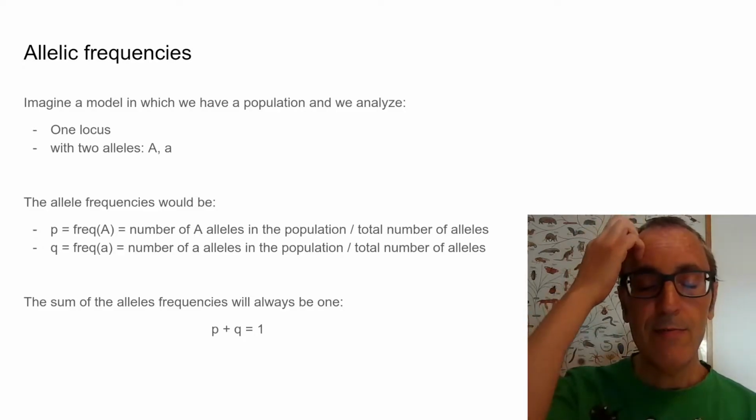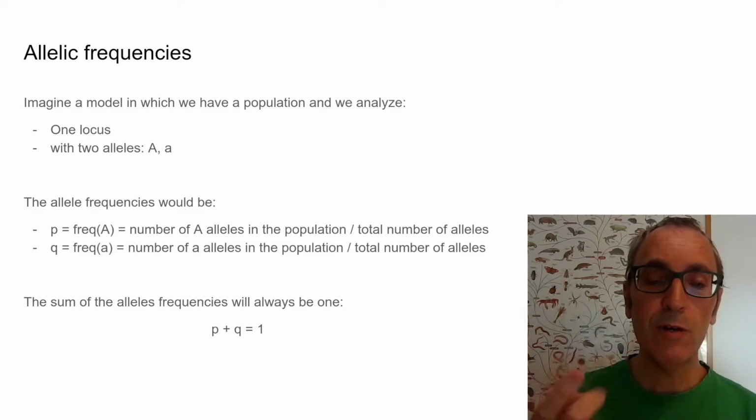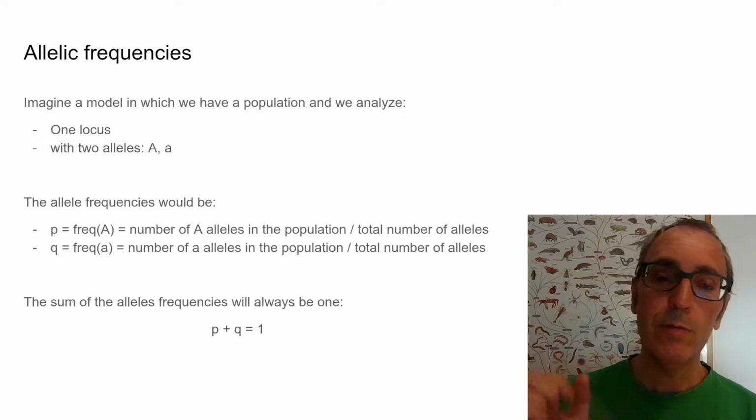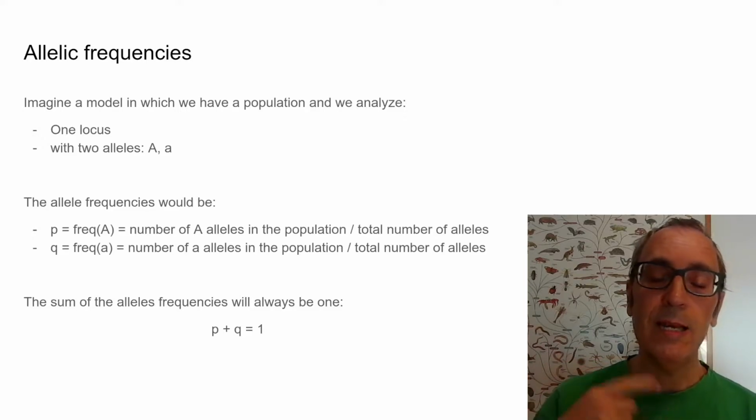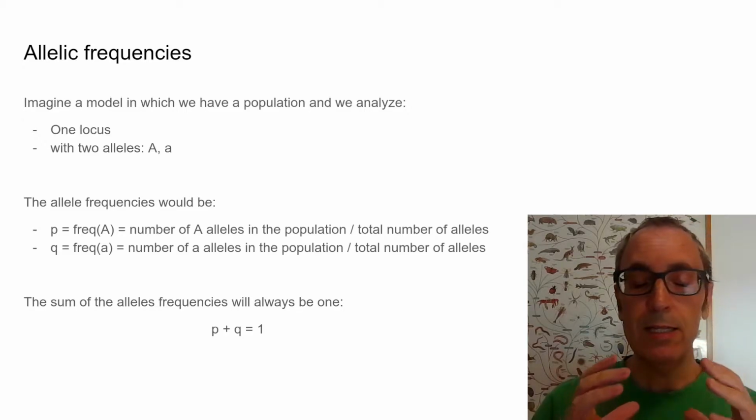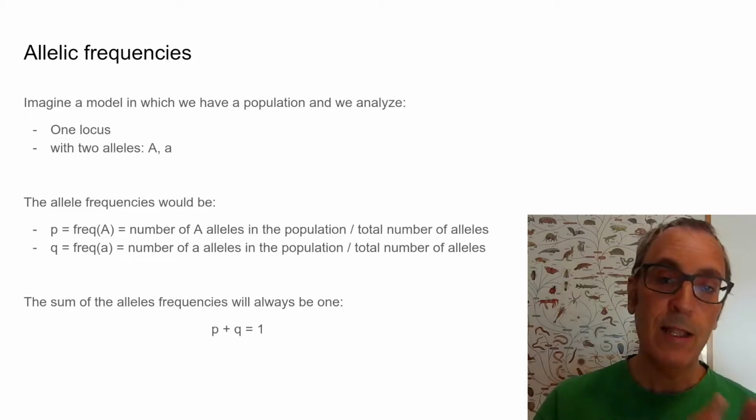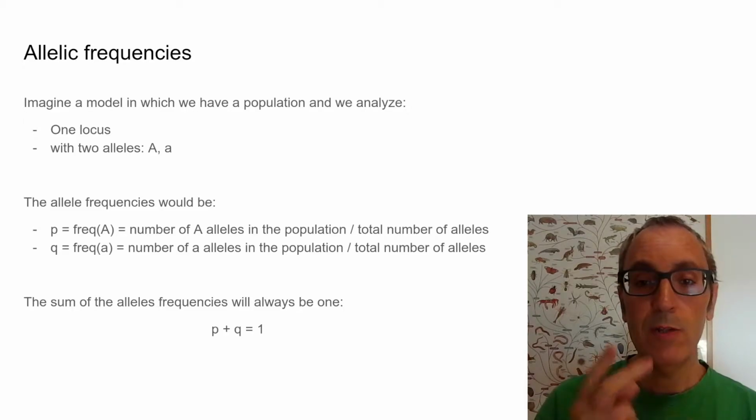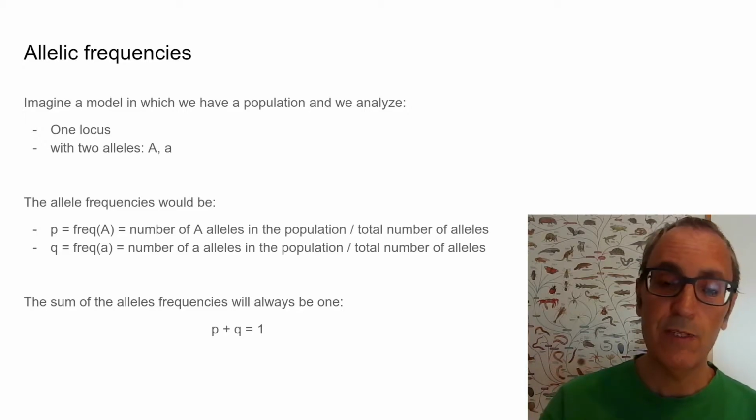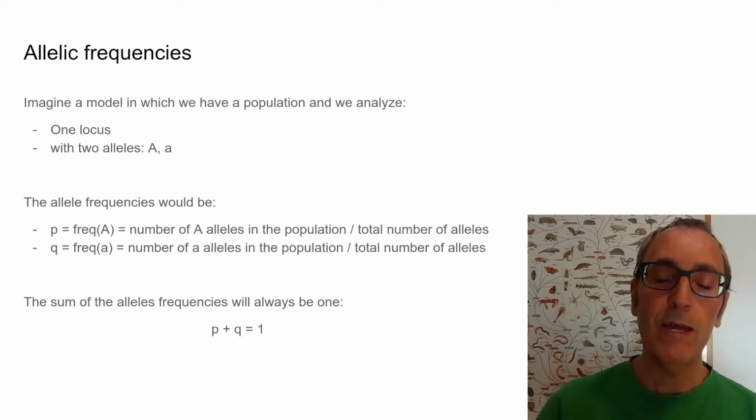Usually when we have 2 alleles in population genetics, we talk about P and Q. P is the frequency of the capital allele, and Q is the frequency of the lowercase allele. And of course, the sum of P and Q should be 1, because every allele should be either capital A or lower A, because we have only 2 alleles in the population, as we have said. So the sum of the allele frequencies in general should always be 1.